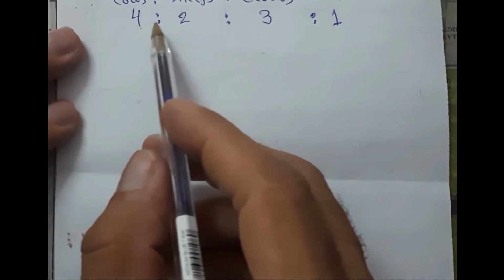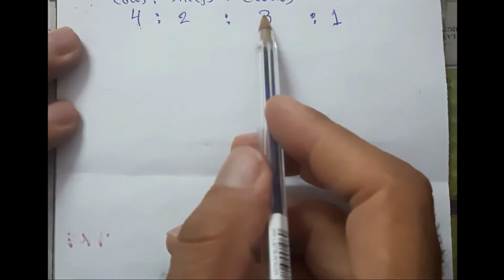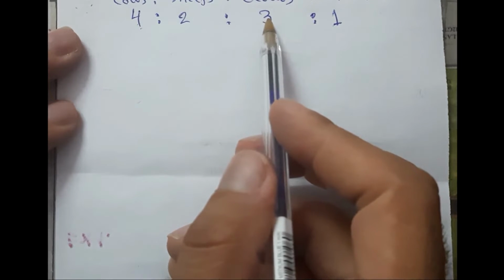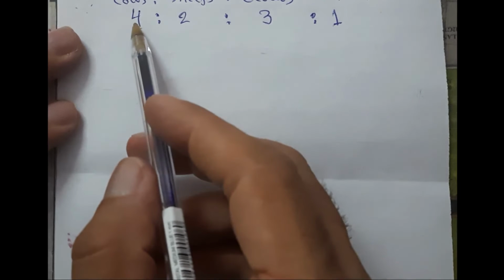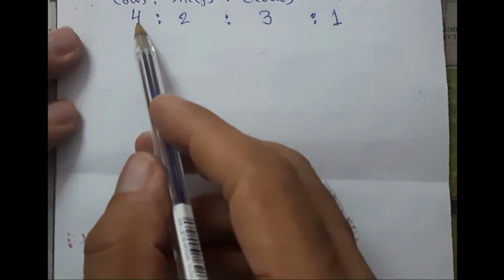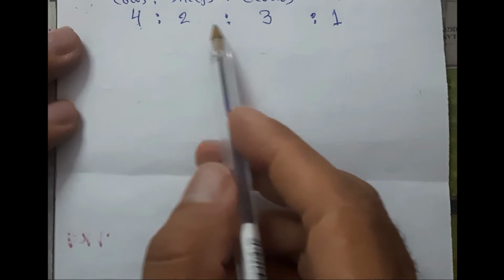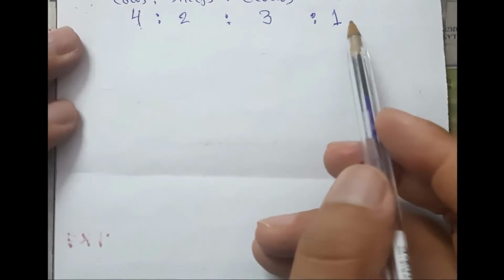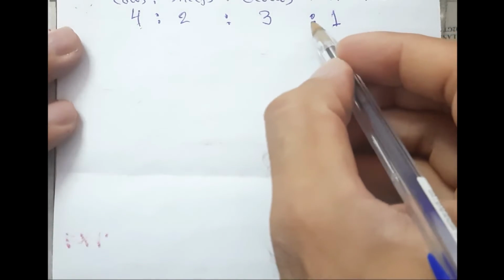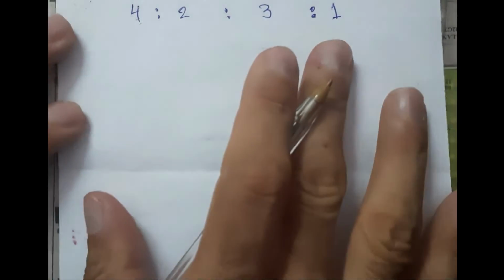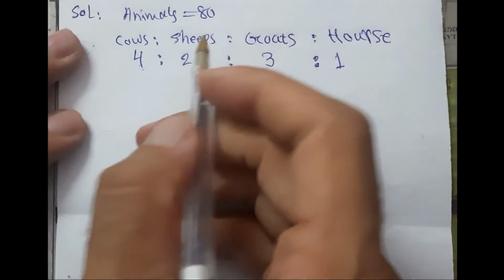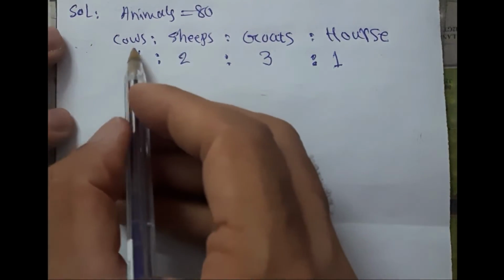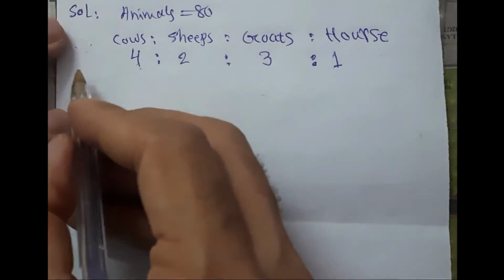If we make a group, in that group, how many animals do we have? 1 plus 2, 3, 4, 4 plus 2, 6, 10 animals. 4 of them are cows, 2 of them are sheep, 3 of them are goats, 1 of them is a horse. So if we want to solve this question, we want to find each kind of animal.